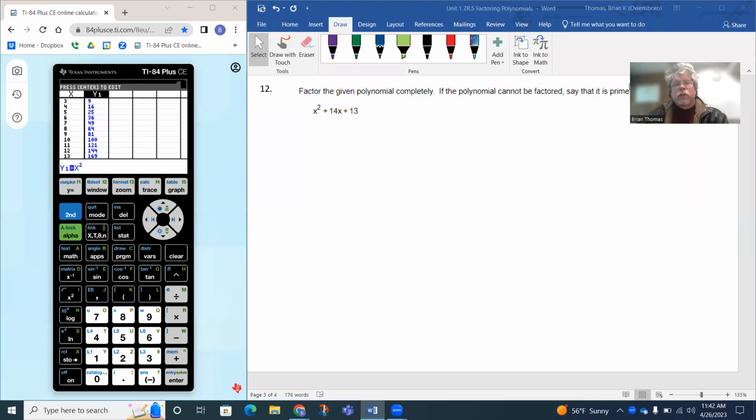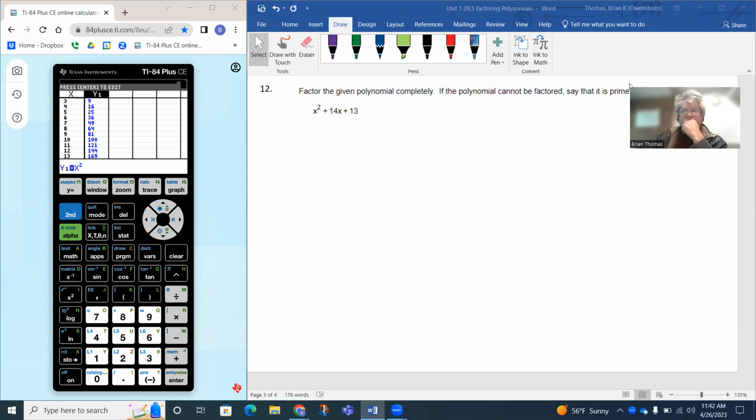So question 12 says factor the given polynomial completely. If the polynomial cannot be factored, say it's prime. So one of the things we pick up on is, when I have a polynomial, if I want to factor it, basically what we're looking for is a binomial times a binomial. So we're going to have a set of parentheses times another set of parentheses.